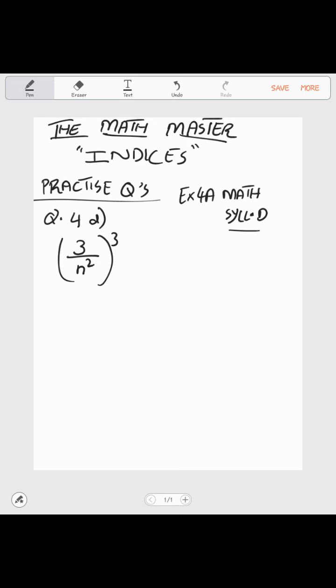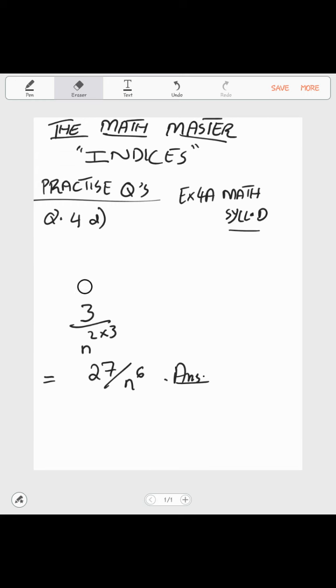Alright, so again it's the same, but it's just a fraction instead of a whole number. So you take the power 3 cube and 9 to the power 2 into 3. Why? Because whenever a bracket is there, the powers are being multiplied. So n power 2 into 3 is the answer. So it will become 27 over n to the power 6. It's very simple. Alright, next question.